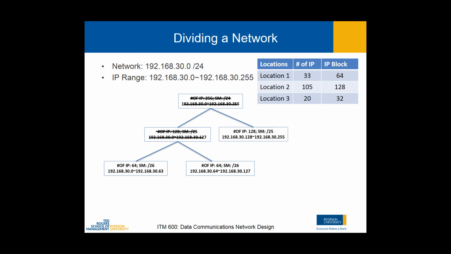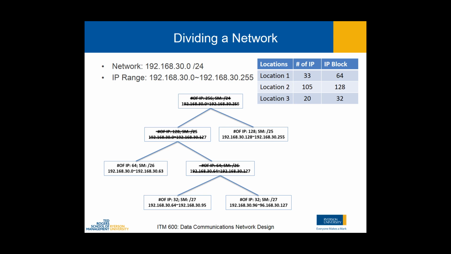So the remaining IP address block is a 64 IP address block that starts from 192.168.30.64. We can split this 64 IP address block again into two equal halves, and that gives us two 32 IP address blocks. The first one will start at 192.168.30.64. The right side block will start at 192.168.30.96 and will go up to 192.168.30.127, giving us a total of 32 IP addresses in each block. When you split the 64 IP address block into two equal halves, the 64 IP address block doesn't exist anymore.